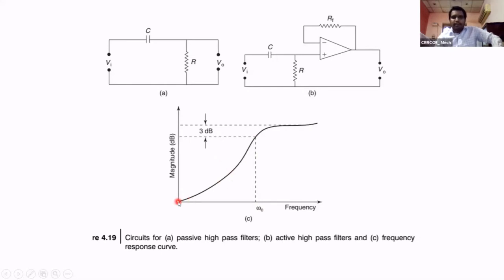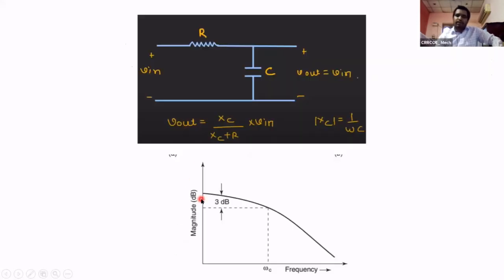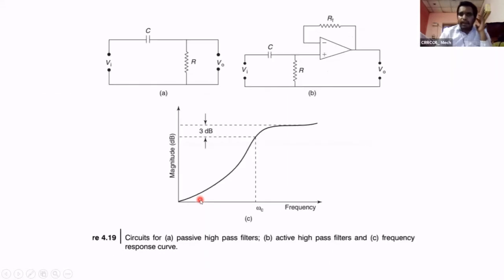But this is the actual curve. In the ideal curve, the allowed output is 0 up to omega c. But practically the output is increasing with frequency. In the ideal case, the output is 0 up to the cutoff frequency. This is the ideal one. This is the real one. This is called a high pass filter.